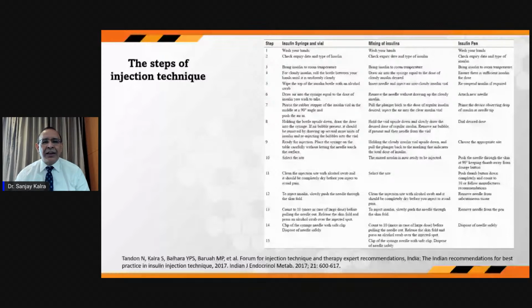If you're using a syringe and vial, draw air into the syringe equal to the dose of the insulin you wish to take. Insert the air inside and then take out the insulin. Whether you're using a syringe and vial or you're using a pen, make sure that there is no air. Make sure that you've taken the right dose or dialed the right dose with pens, and then you inject. Where will we inject? We have to choose the right site. So we'll talk about that, but the preferred site is the abdomen or the upper part of the thigh.